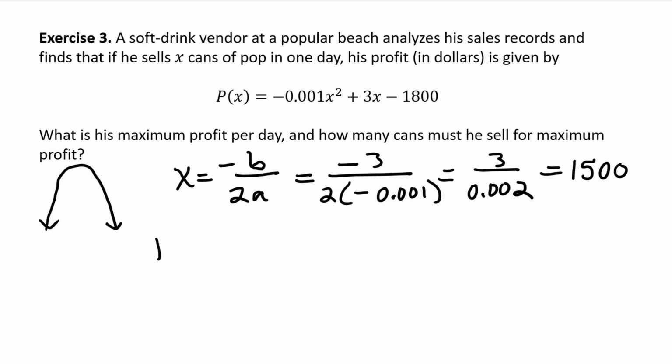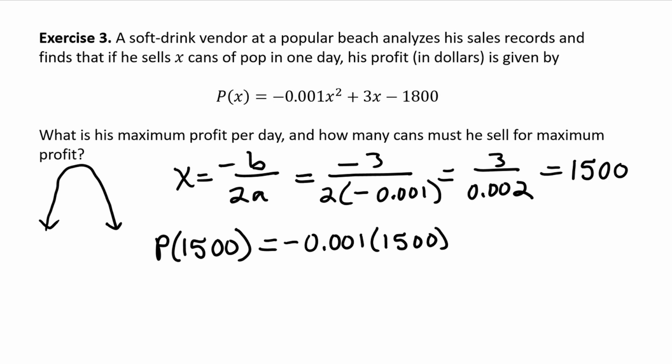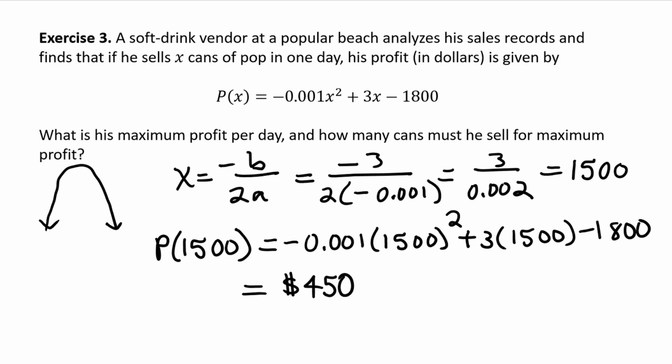And the maximum profit we compute by evaluating the profit function at 1,500. So we have negative 0.001 times 1,500 squared, plus 3 times 1,500 minus 1,800, and that turns out to be 450. So his maximum profit per day possible is $450, and that happens when he sells 1,500 cans of Coke.